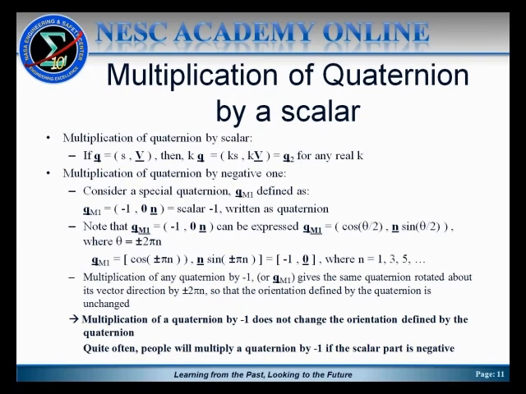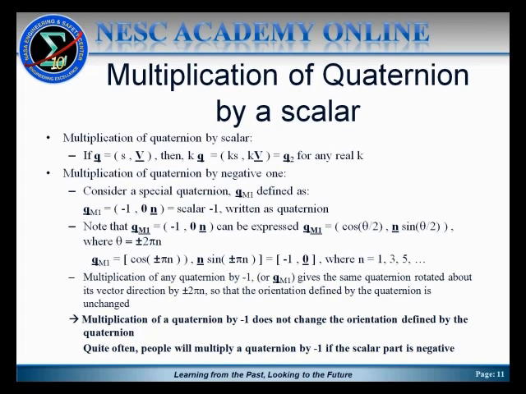So the multiplication of any quaternion by -1 gives the same quaternion just rotated by plus or minus 2 pi n. So the orientation of that quaternion, or the orientation of the frame or object defined by that quaternion, doesn't change when you multiply it by -1.